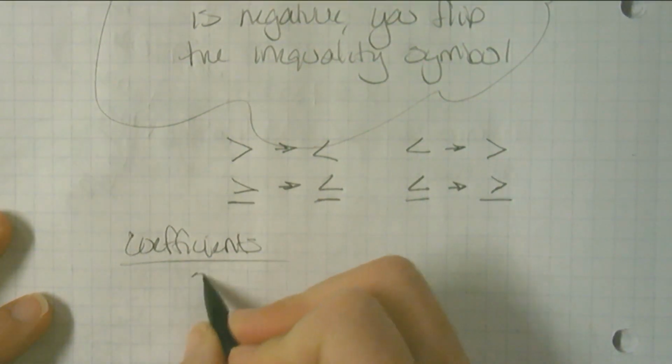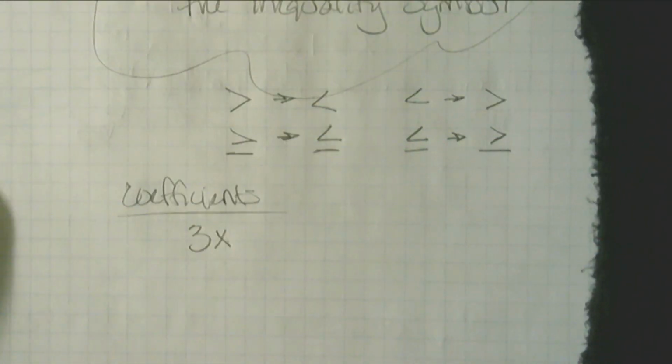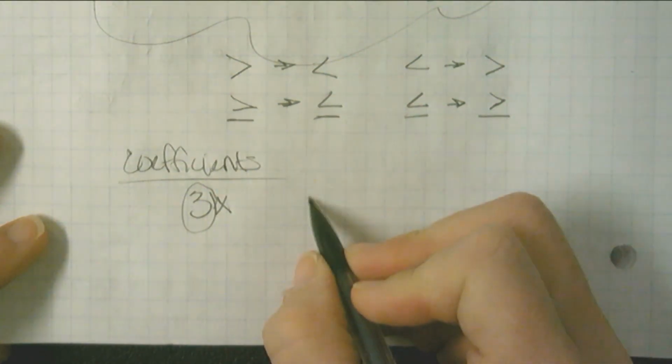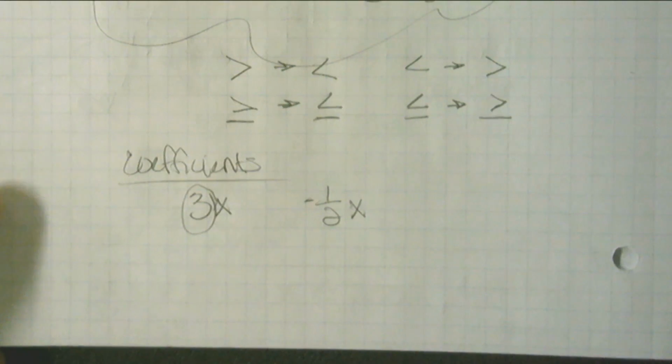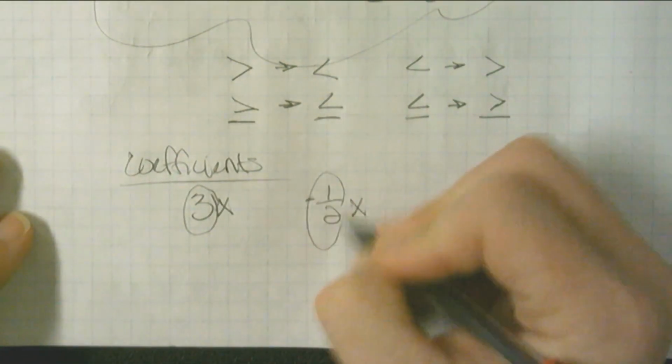So if I have 3x, what is the coefficient? Alex? 3. If I have negative 1/2 x, what is my coefficient? Emerson? Excellent, negative 1/2.